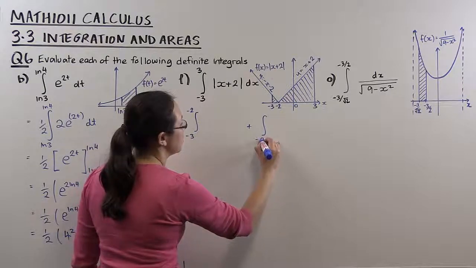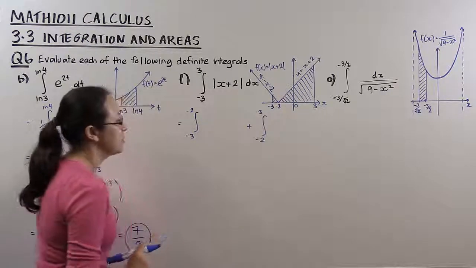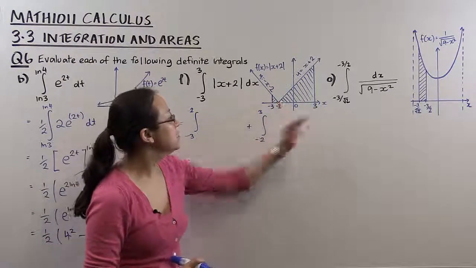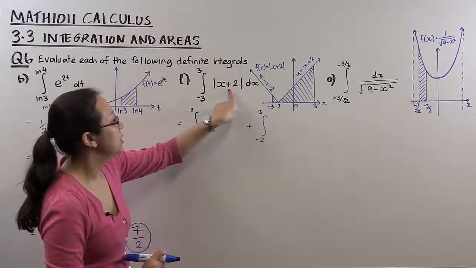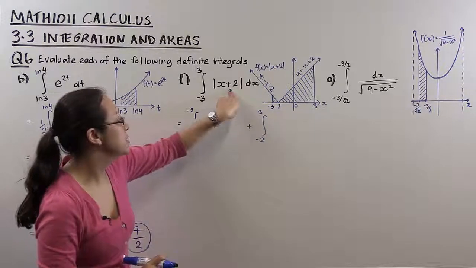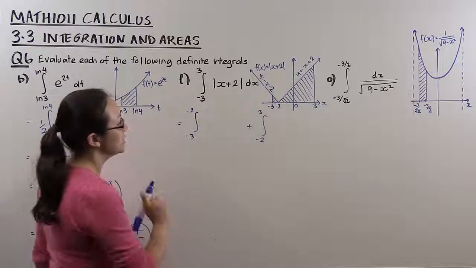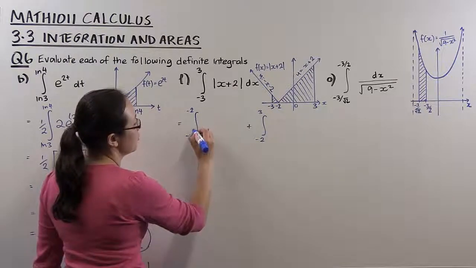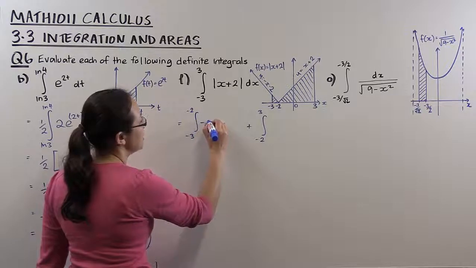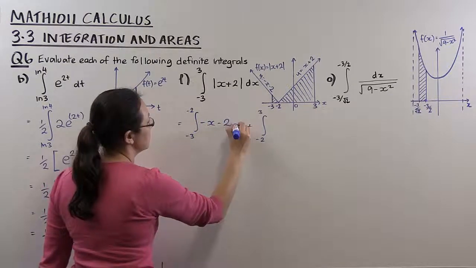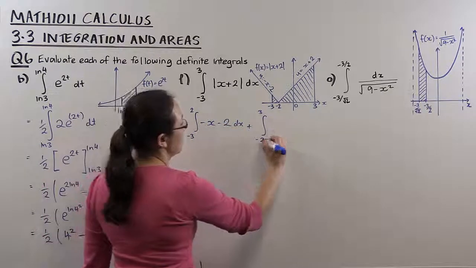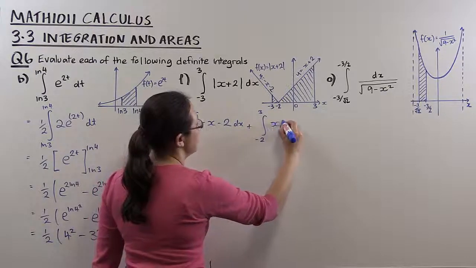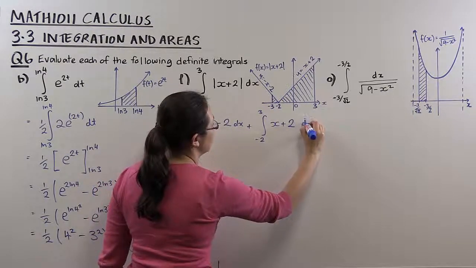Plus the integral from minus 2 to 3. So I'm going to split it over these intervals because that's where the function, the absolute value of x plus 2, changes rules. So from minus 3 to minus 2, it's really the function minus x minus 2. And from minus 2 to 3, it's the function x plus 2.